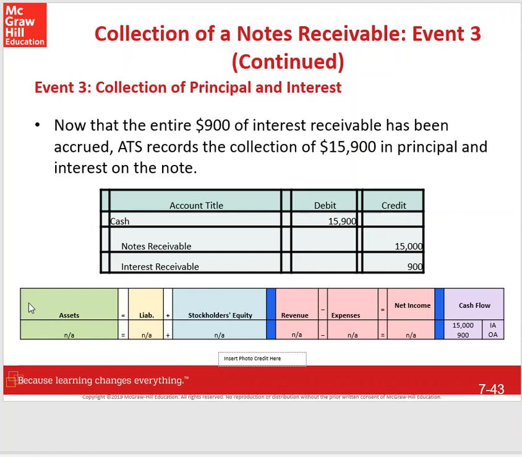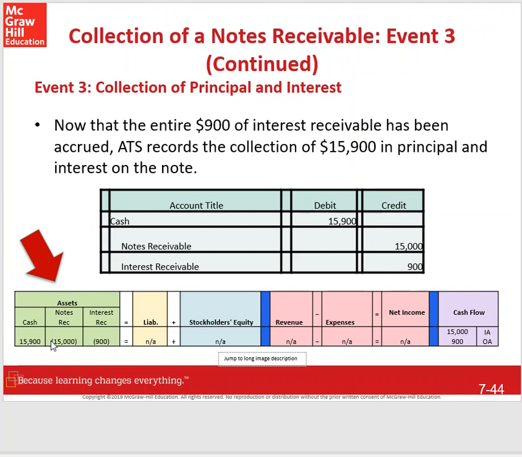I really don't like the way they show this over here. They just have NA. Why do they just show NA? Well, this is just one giant asset exchange, but couldn't we give a little more detail? Here's what it should look like. So we're debiting cash $15,900, crediting notes receivable, so it's going down, it's all been collected, and we're crediting interest receivable, $900, it's all been collected. So it is a big giant asset exchange, but with more detail, it should look like that.